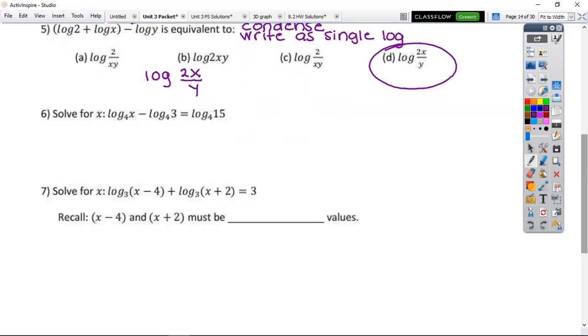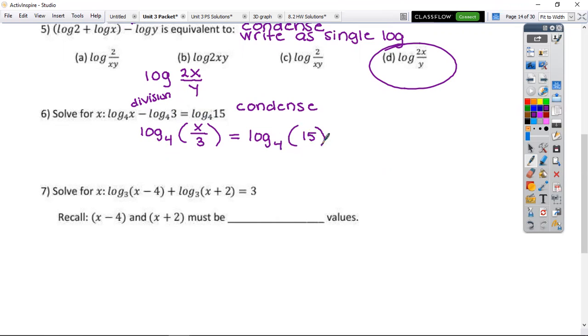So number 6, you're going to do something similar, but you just don't have your multiple choices. This is already expanded, and you want to condense this so that you can solve it. So your task is to condense this into one single log. So minus is going to be associated with division instead. So I'm going to go log base 4 of (x divided by 3) is equal to the log base 4 of 15. I just like to distinguish those, so I like to use parentheses.